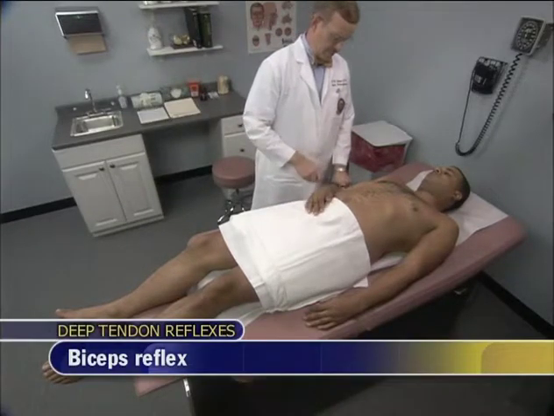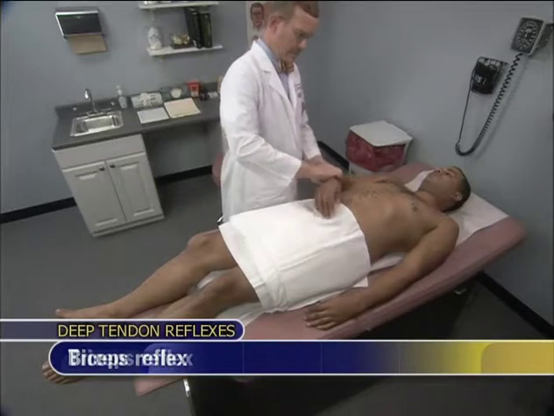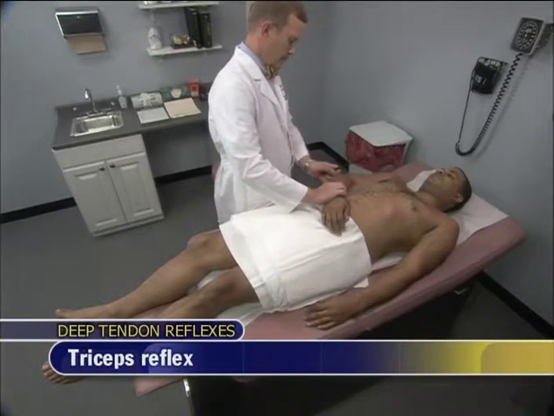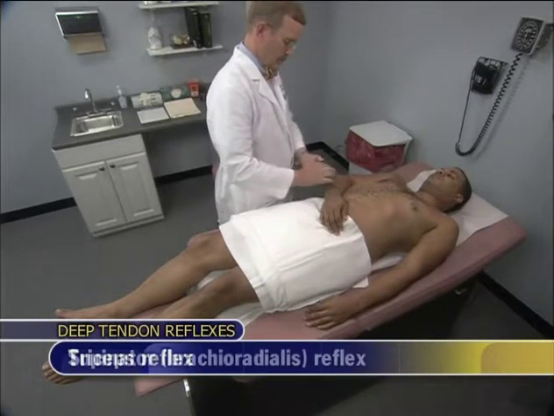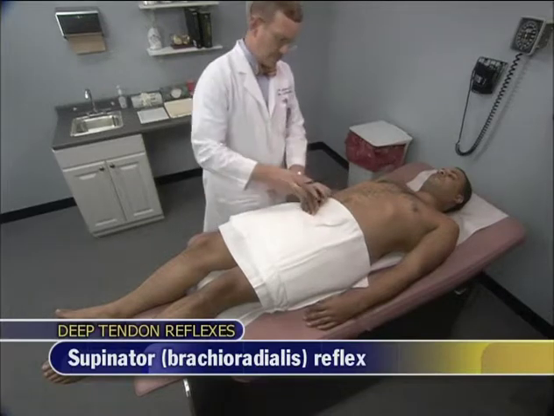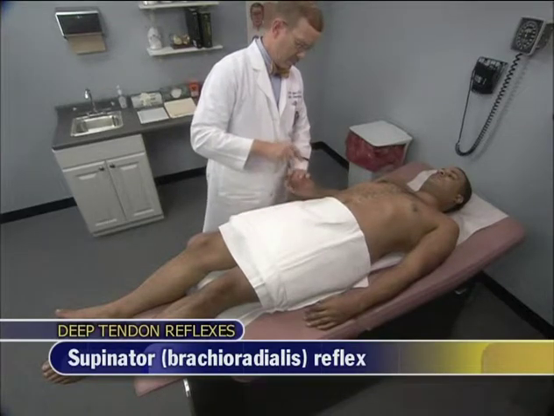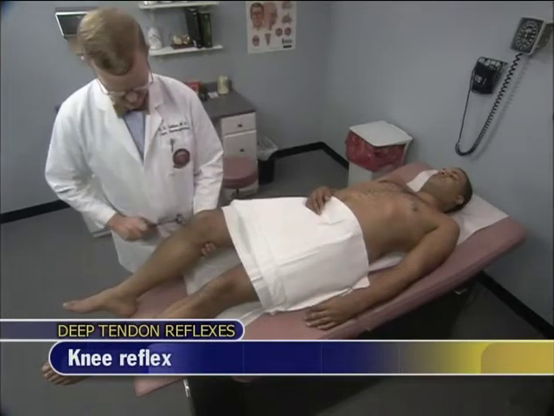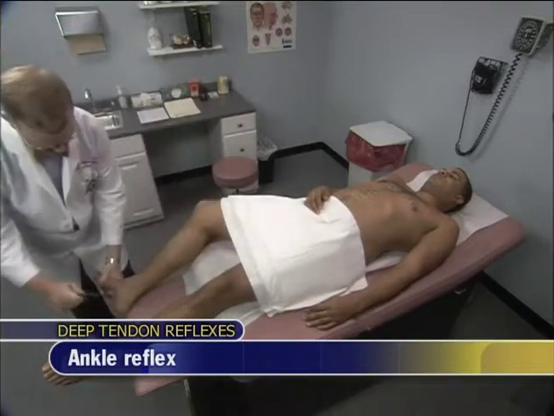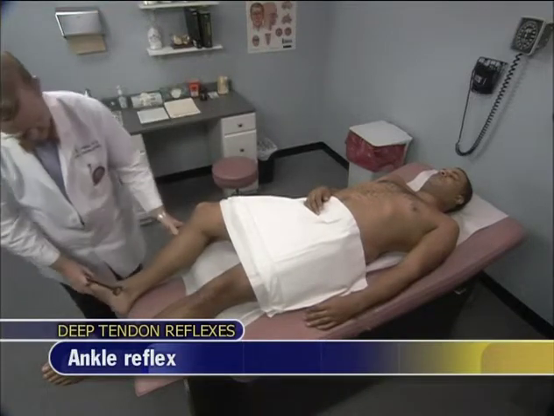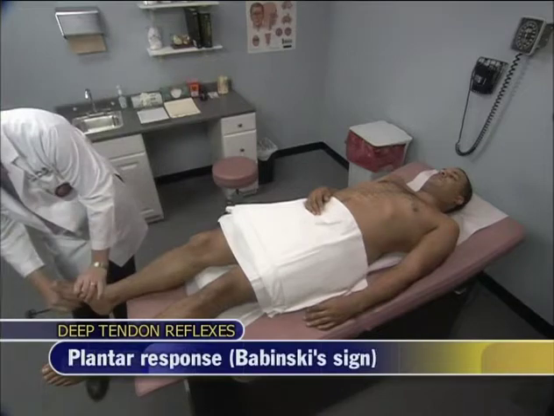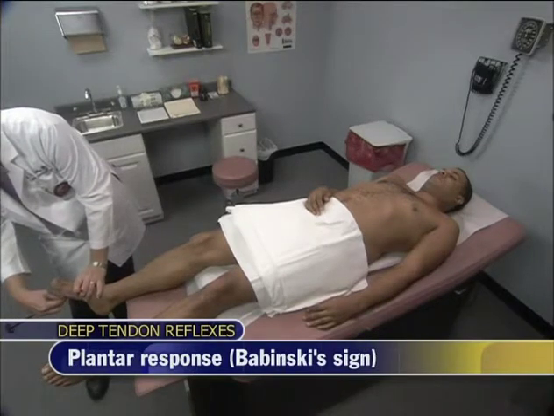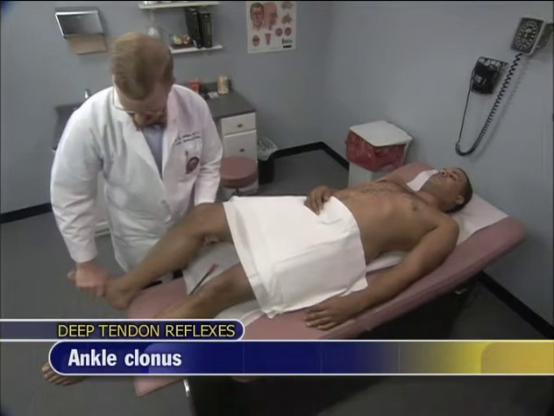Biceps reflex, triceps reflex, brachioradialis reflex, knee reflex, ankle reflex, plantar response, and ankle clonus.